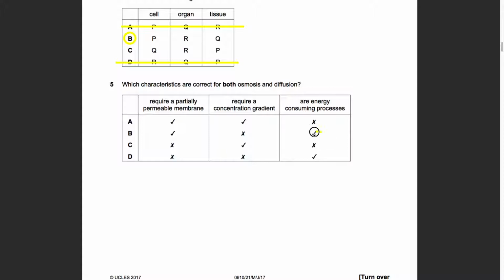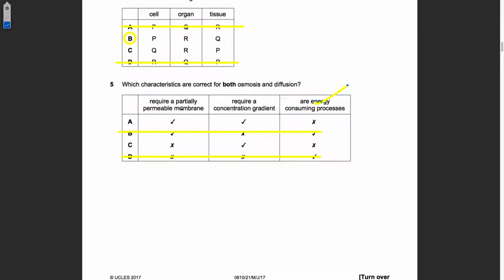If it's got a tick, let's eliminate it, get rid of it, no good to us, it can't be the right answer because already in one of the columns there's an incorrect answer. Now that leaves us with A and C. So we sorted this column, let's give it a tick. Let's go to the next column, require a concentration gradient. Unfortunately the answer's the same in both, so that's no help to us.